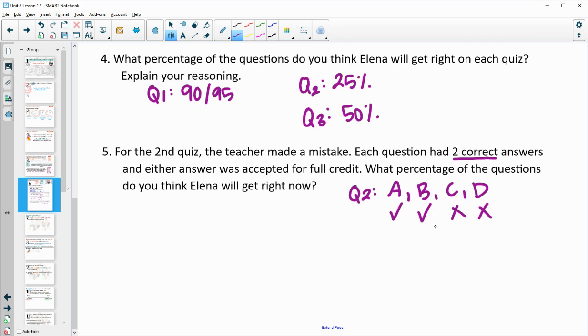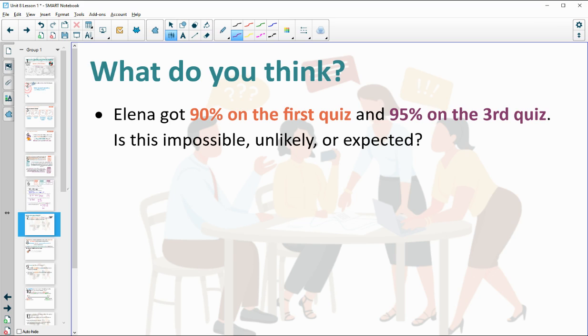So what do we think about the percentage that she would get correct now? So now there's 2 correct answers, 2 incorrect answers. So maybe this would change it to a 50% instead of a 25%. So now we're telling you her scores. Her grade on the first quiz was a 90%. And her grade on the third quiz was a 95%.